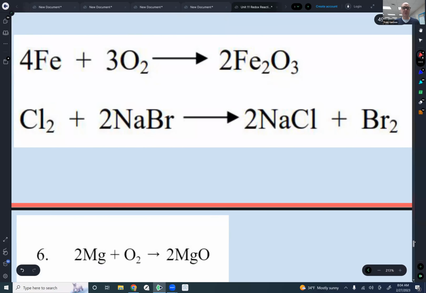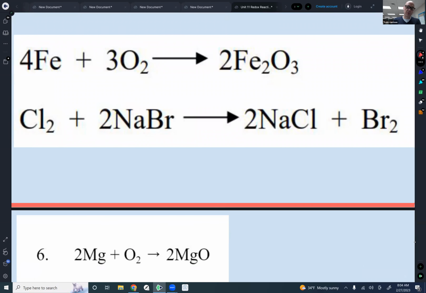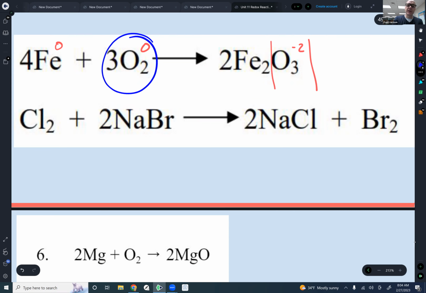Okay, let's practice it without the arrows provided to us. We have to assign the charges here. Elements by themselves are 0. We know that there's a rule that oxygen is always -2. Therefore, we see right here, the oxygen went from a 0 to a -2. That means it gained electrons. That means it went through reduction, meaning this is my oxidizing agent.